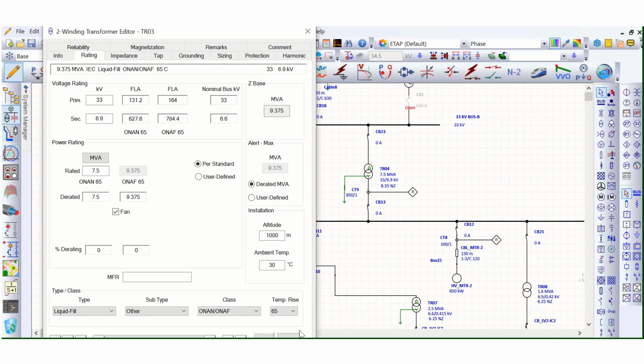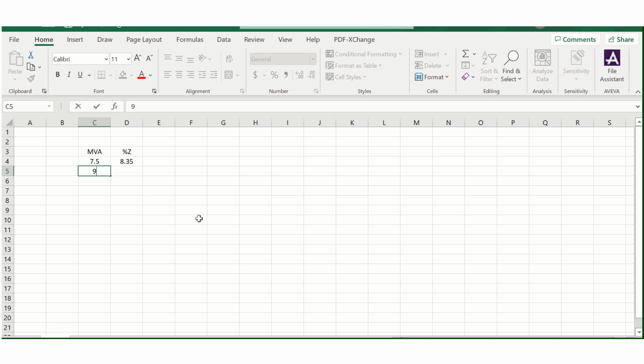Now the transformer ONAF rating is 9.375 MVA. What will be this percentage impedance? So it's very simple. You need to use the unitary method. How to calculate this one? It's very simple. This equals, let's say, this divided by this multiplied by 8.35%. So it will be 10.43%, or if you round the figure, 10.44%.